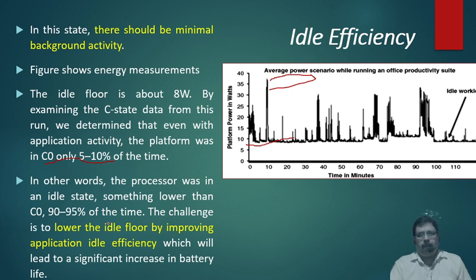And it is very important to maintain the C0 at only 5 to 10% and 90% in idle state. Here the biggest challenge is to lower the idle floor by improving the application idle efficiency, and with this it leads to an efficient increase in the battery life.